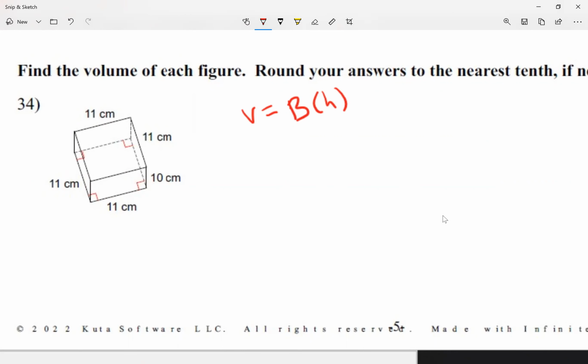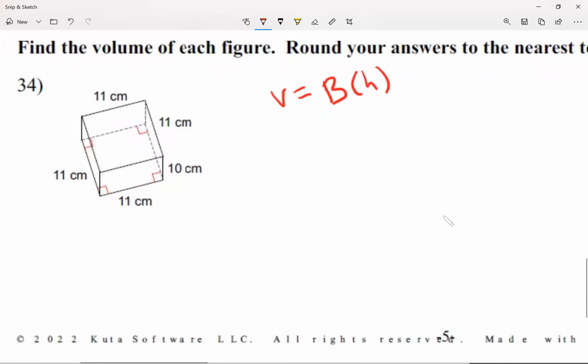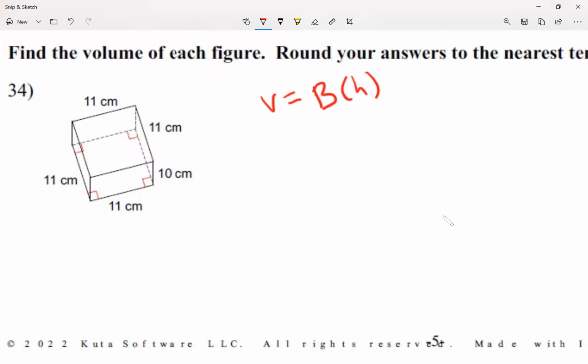Now, what a prism is: the top and bottom are our bases. The base could be rectangles, triangles, pentagons, could be anything. And the sides are rectangles. So we're dealing with prisms, and the volume of this is going to be area of the base times the height. So let's take a look.